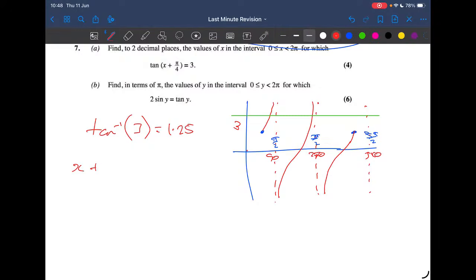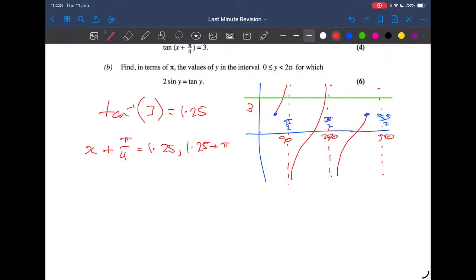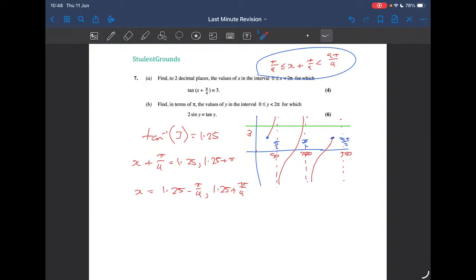We're going to have that the x plus pi on 4, the thing inside our brackets, is 1.25 and 1.25 plus pi. So x is going to be those two things: 1.25 take away pi on 4, and 1.25 plus 3/4 of pi. That looks good to me. So always take your domain and rearrange it into the thing that's inside the tan there, always making it match up like that.